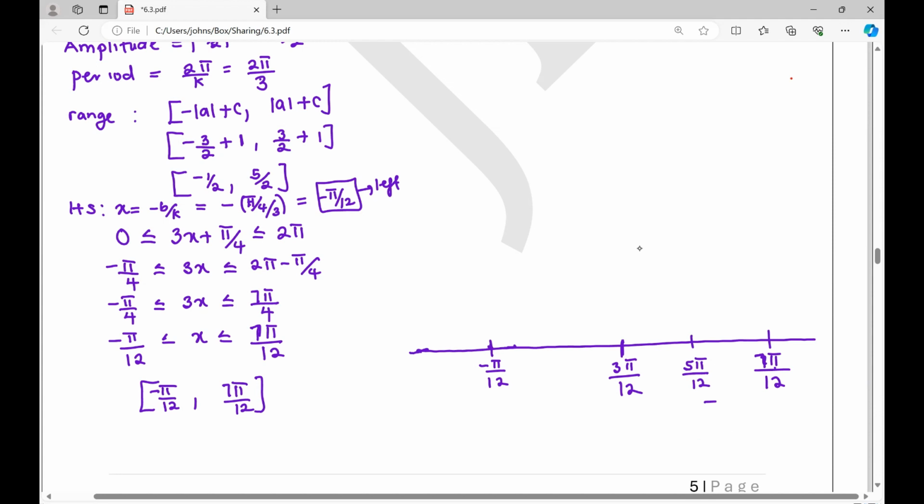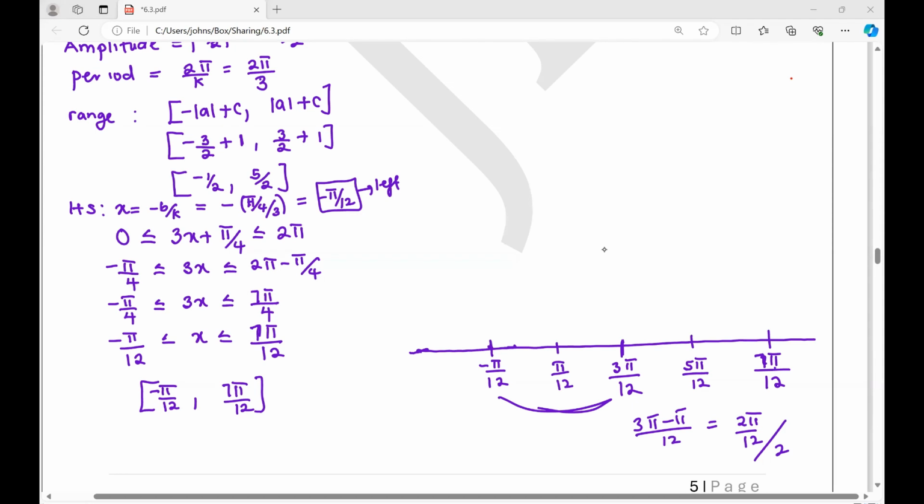Then what is the next one left? We're just finding the midpoint or the center of these 2 numbers. This one is just 3 pi plus minus pi, everything divided by 12. So you will have 2 pi over 12, then divide this by 2, and this becomes pi over 12. Okay, so now we have all the 4 intervals that we are interested in.